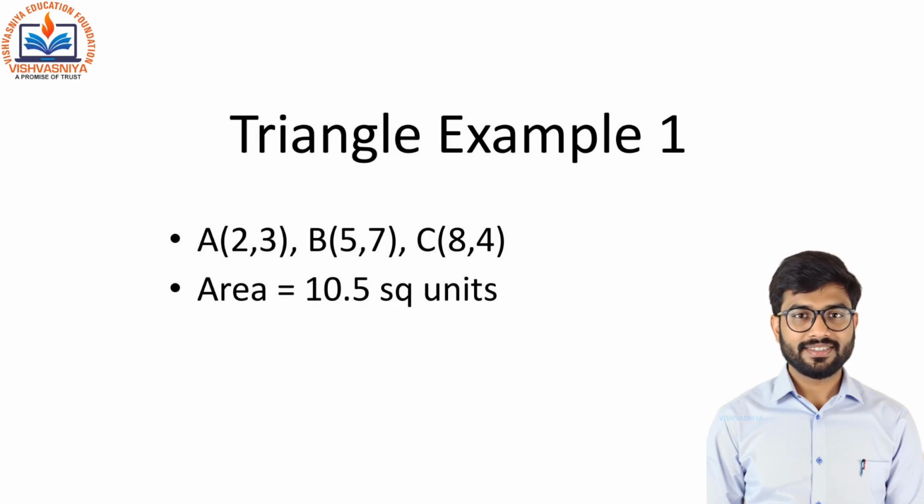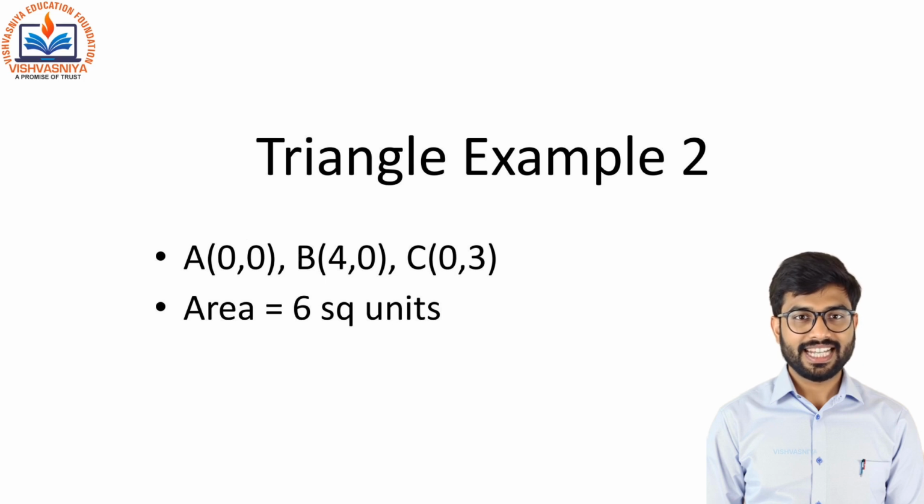Example 1, A (2, 3), B (5, 7), C (8, 4). Area equals 1 upon 2 into modulus of 2 into (7 minus 4) plus 5 into (4 minus 3) plus 8 into (3 minus 7). That is 1 upon 2 into modulus of 2 into 3 plus 5 into 1 plus 8 into minus 4 equals 1 upon 2 into modulus of 6 plus 5 minus 32 equals 1 upon 2 into modulus of minus 21. So area equals 10.5 square units.